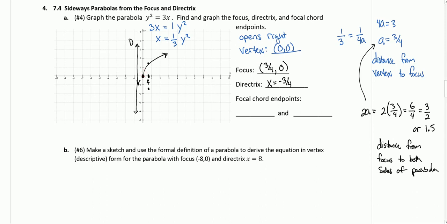And then we have that. Those 2 points that I just graphed are called the focal chord endpoints. So the one above is going to be at x value 3/4, y value 3/2, and the one below has x value 3/4, y value -3/2.